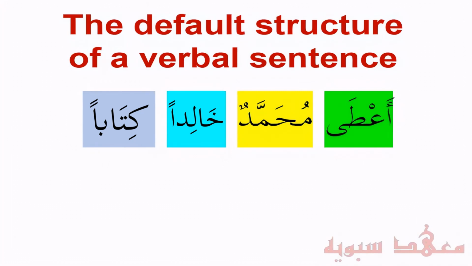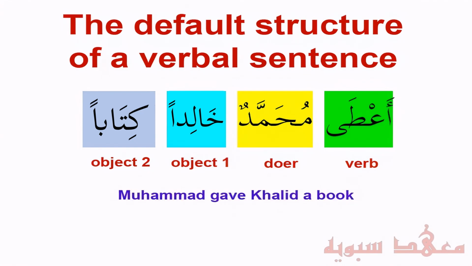Okay, so here we're going to talk about the default structure of a verbal sentence. In front of us is a sentence, and I've divided the words of the sentence. So we have أعطى, which is a verb, Muhammadun is the doer, Khalidan is the first object, and Kitaban is the second object. So أعطى محمد خالدا كتابا, which means Muhammad gave Khalid a book.